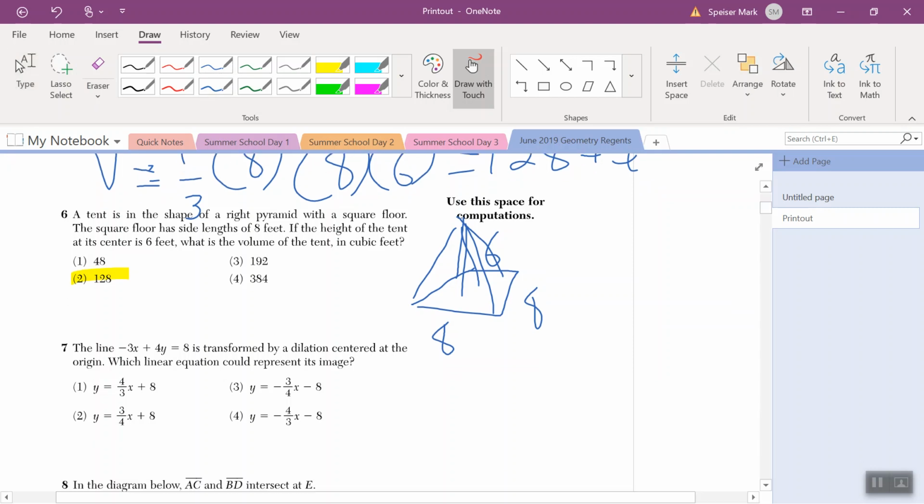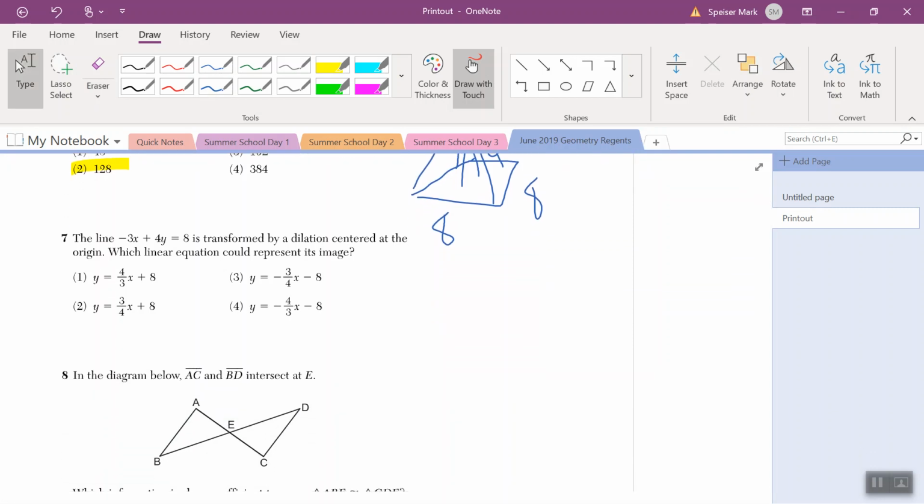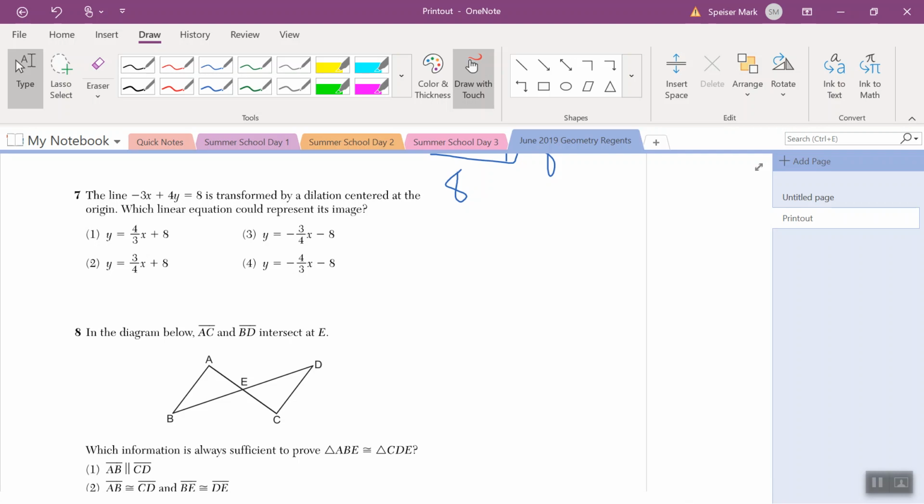On to the next one. The line -3x plus 4y equals 8 is transformed by a dilation centered at the origin. Which linear equation could represent the image? We're looking for an equation parallel to ours, so we solve this equation for y.